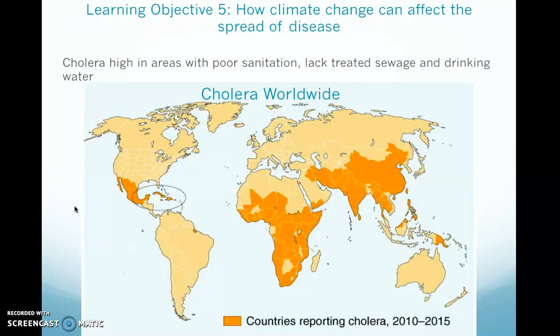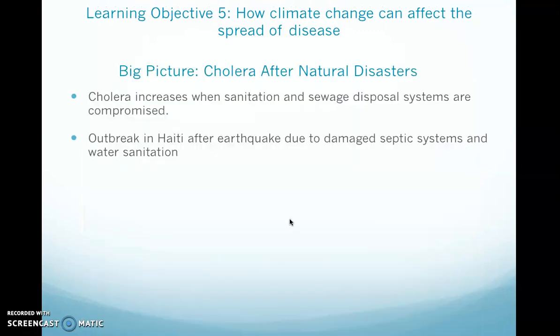But areas that don't have that, here's a map showing cholera, a lot in Central America, Africa, widespread in Asia. Areas with poor sanitation where not everybody has access to sewage treatment and drinking water treatment. This is where cholera spreads. This also spreads during natural disasters. So let's talk about how climate change can affect the spread of a disease. Whenever those sanitation and sewage disposal systems are compromised, you have the potential for major outbreaks of cholera in the untreated water. In Haiti a few years ago, after their earthquake, it damaged septic systems and pipes and sanitation plants. So there was a big outbreak of cholera.